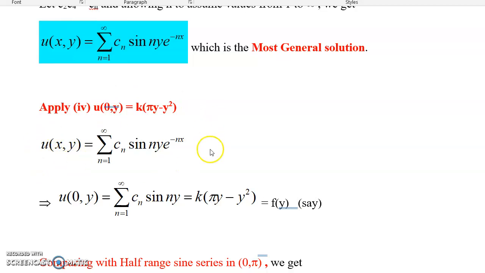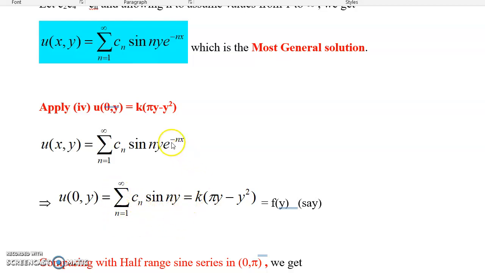So this is u of x comma y. What is u of 0 comma y? X has to become 0. So in the place of x, we have to put 0. Where you have x here, in the e power term, e power minus nx, you put x = 0, e power 0 becomes 1. So this is the term you will get. U of 0 comma y will become sigma Cn sin ny.